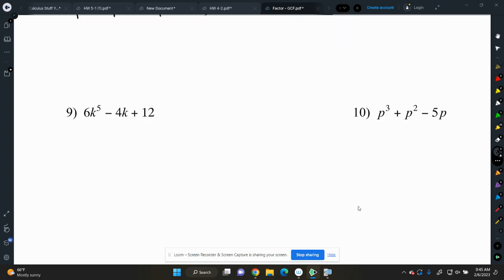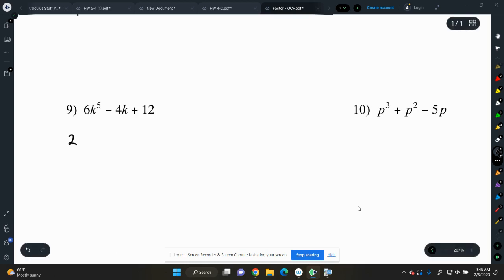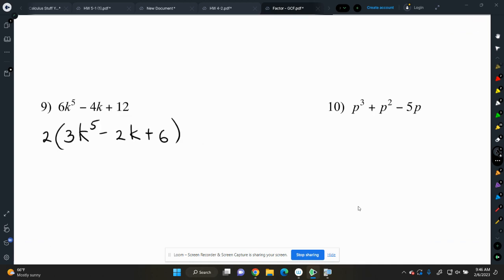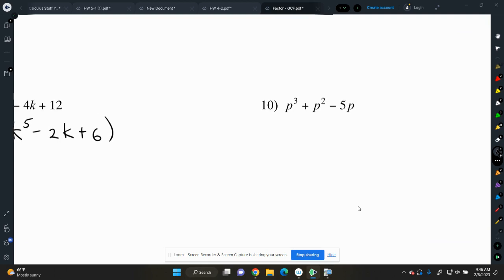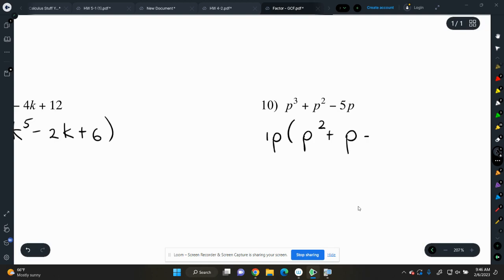Okay, number 9. Tori, how about number 9? Take a 2. Can we take a k out? No, no k's. All right, it leaves us with 3k to the 5th minus 2k plus 6. All right, Allie, the last one? I put 1p, good. Leaves us with p squared plus p minus 5, and we're done.